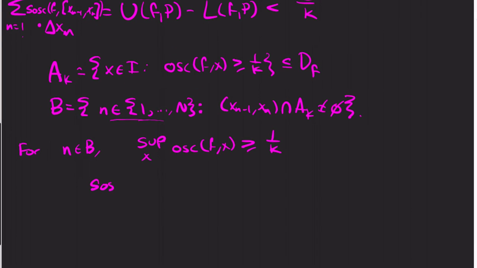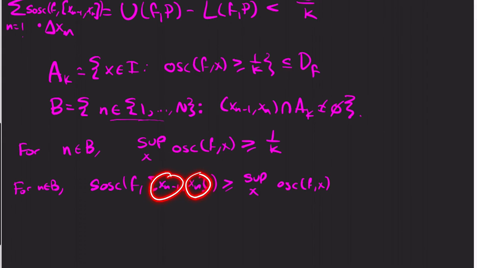Now, the set oscillation of f, okay, so then for n in B, the set oscillation of this set is greater than or equal to the supremum over x of the oscillation of f at x, because x is chosen on the interior. So notice we did not address this point and this point. Supremum over x in the open interval x(n-1) to xn.